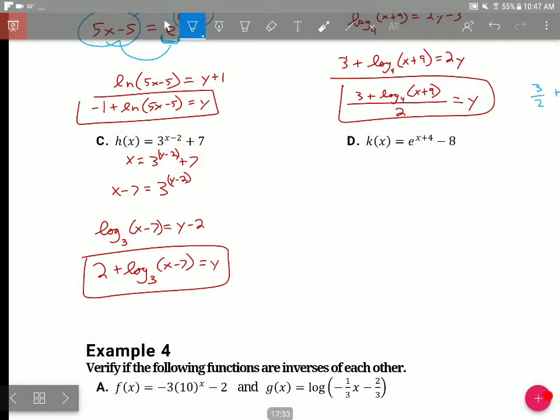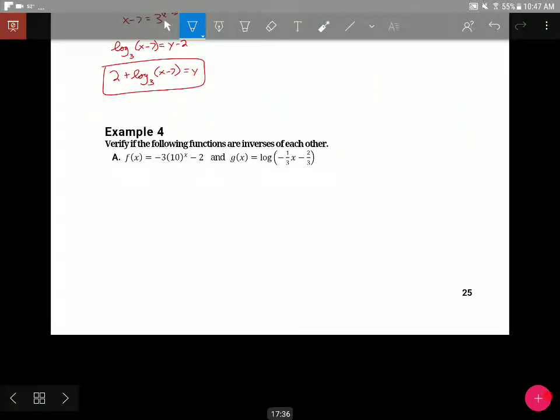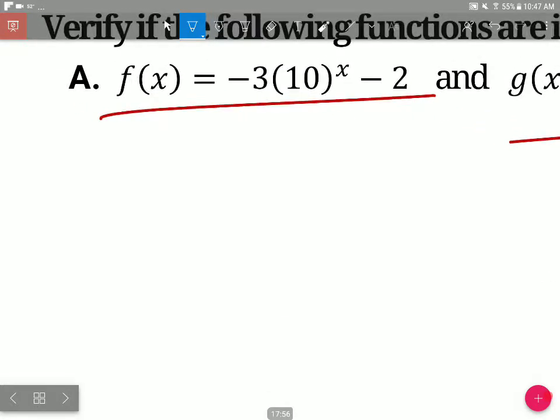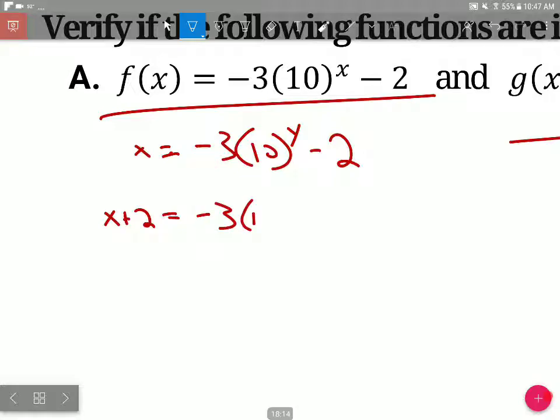All right. Let's keep rolling. I'm going to leave letter D. Let's talk about verifying these real quick. If you have to verify them, first things first, just like before, find the inverse of one and see if it equals the other. Switch your x and y and solve. So for letter A, switch your x and y. We got x equals -3 times 10 to the y minus 2. What do you do first? Plus 2. So we got x plus 2 equals -3 times 10 to the y.